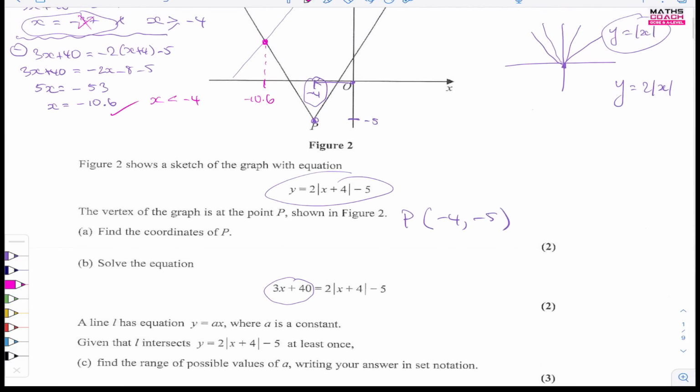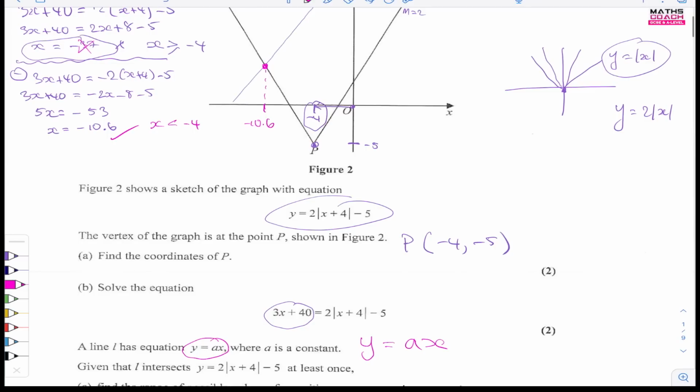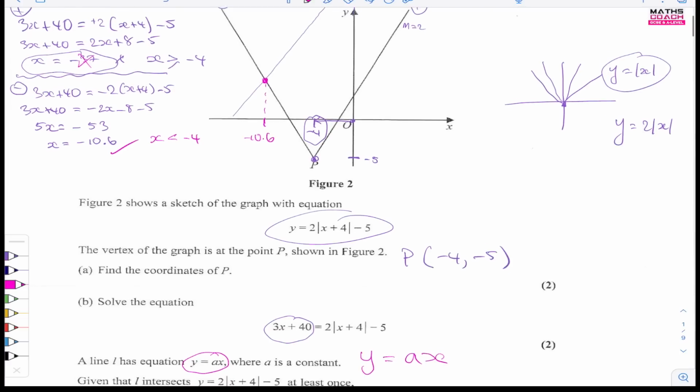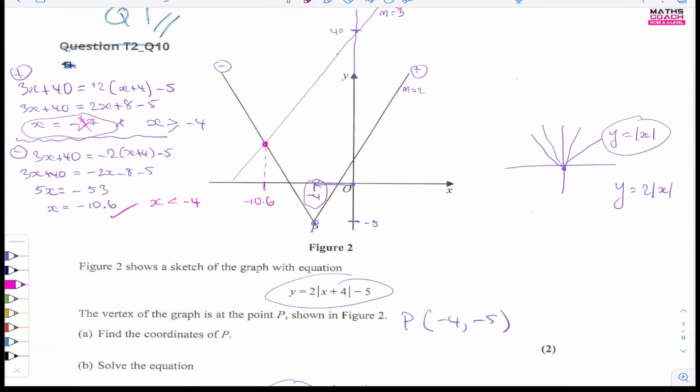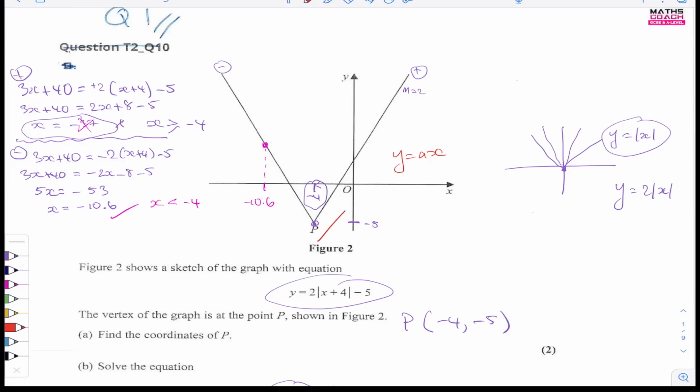So line L has an equation y equals ax, and it intersects our modulus graph at least once. Right, so y equals ax is a straight line. It has to go through the origin. So this will be the line of y equals ax. We want this line here to intersect the modulus graph at least once. So you can cross it once or twice.